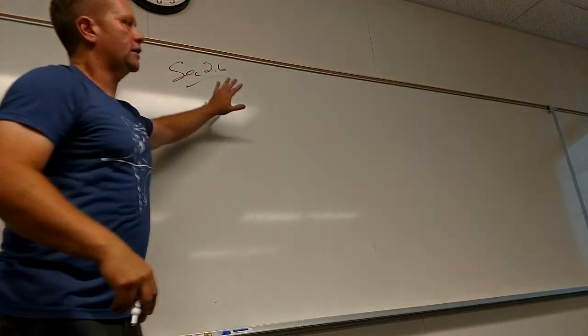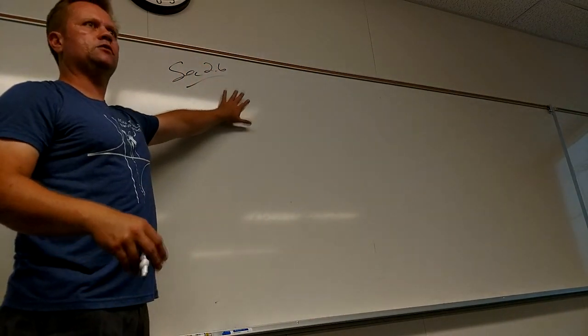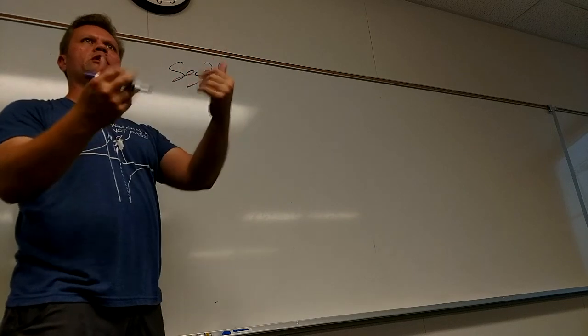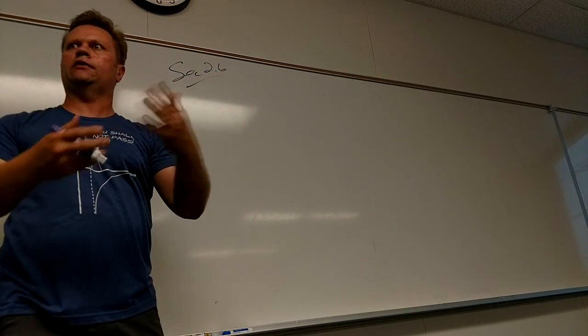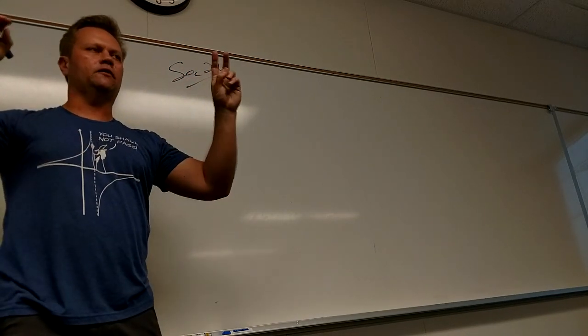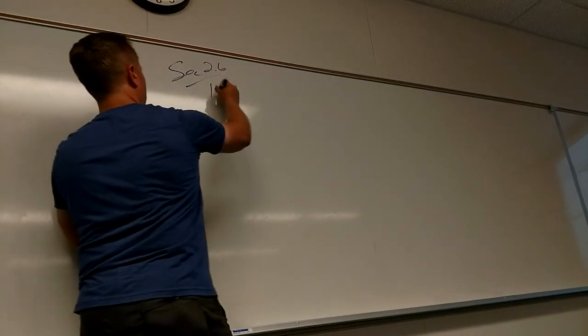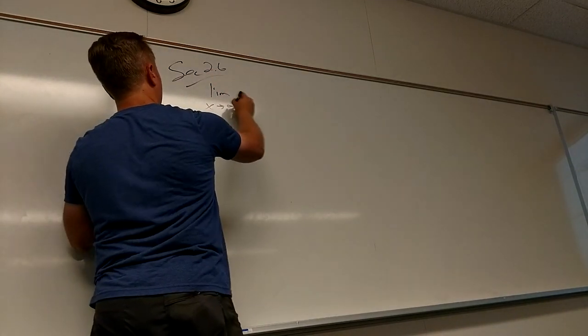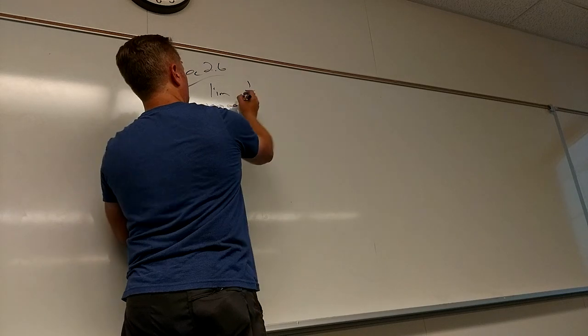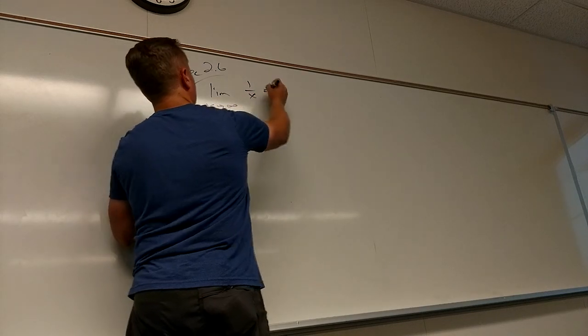So, all right, that kind of catches us up to 2.6. 2.6 brings in the idea of limits at infinity. I like that. I like the phrase at infinity. So, for example, the limit as x goes to infinity of 1 over x, let's say, well, doesn't matter.